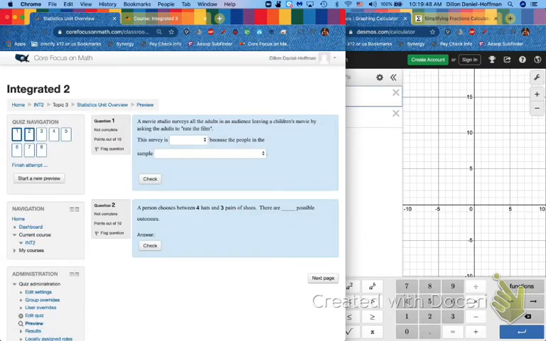Number 1 says, a movie studio surveys all the adults in an audience leaving a children's movie by asking the adults to rate the film. So this is from our random sampling assignment where we figured out, are we biased or representative in the way that we're conducting our survey? A reminder that bias means you're unfair. It means you're targeting just a specific group, a group that's not representative of the whole population.